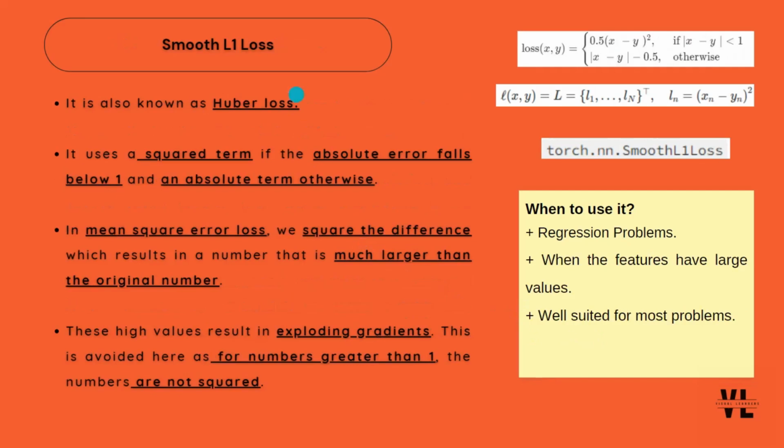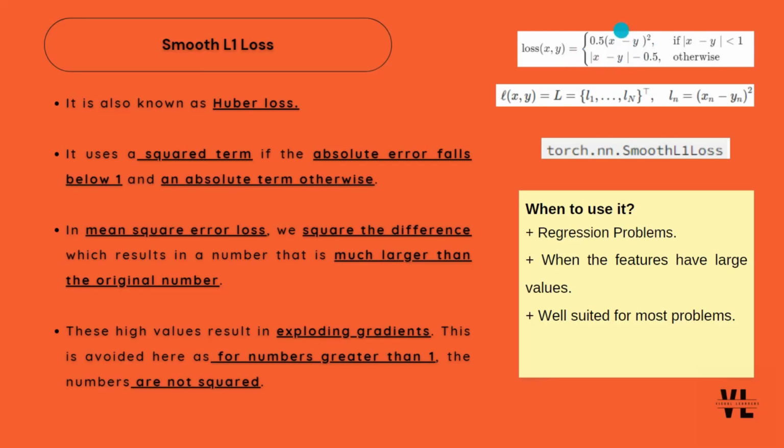So we have covered two kinds of regression losses, and the smooth L1 loss is just a combination of the L1 and L2 loss. It is also known as the Huber loss. It uses a squared term if the absolute error falls below 1 and an absolute term otherwise. So for the Huber loss, if the difference between our predicted output and the target variable is less than 1, then we use the squared error, and this is just a constant that we multiply with the L2 loss. But if it's greater than 1, then we just use the L1 loss and subtract a constant.